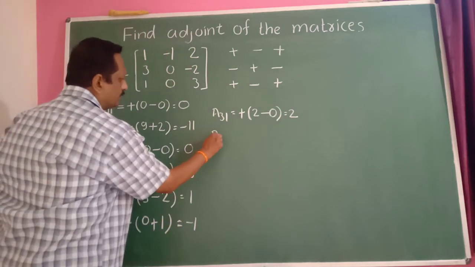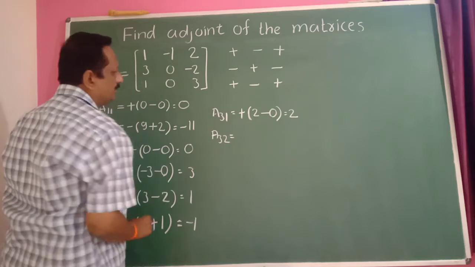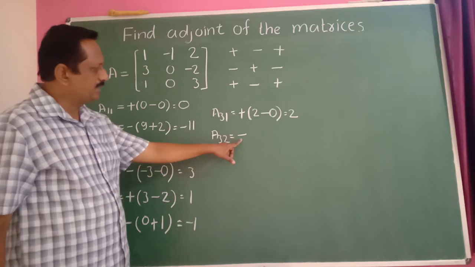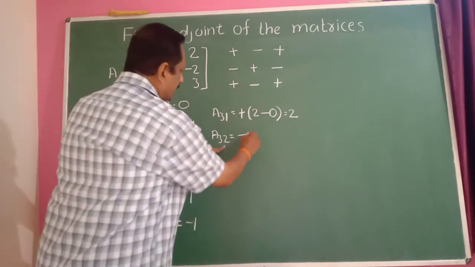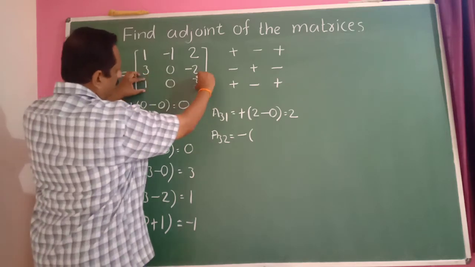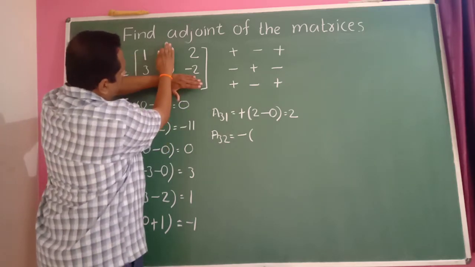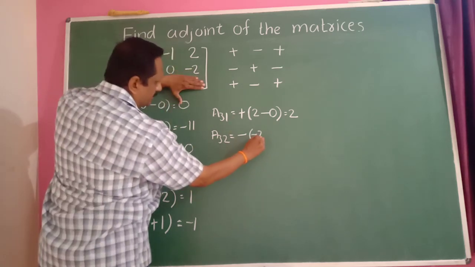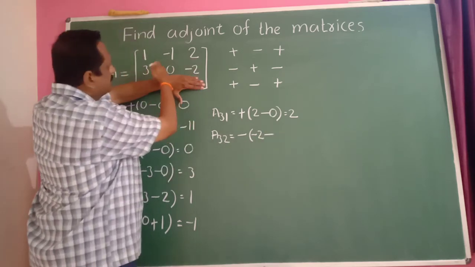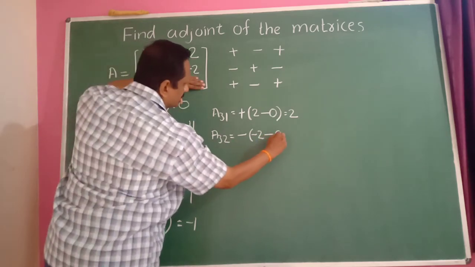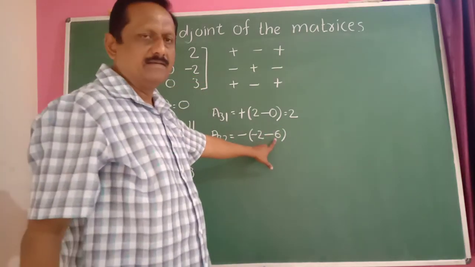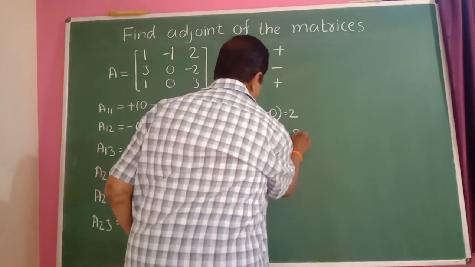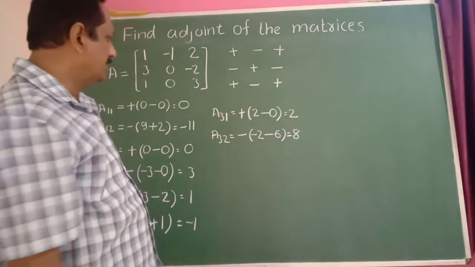Then A32. Take the minus sign, since 3 plus 2 is 5, an odd number. Delete the third row and second column. Then 1 into minus 2 becomes minus 2. Minus of 2 into 3 becomes 6. Minus 2 minus 6 is minus 8, and outside one more minus is there. Minus into minus becomes plus, so plus 8.